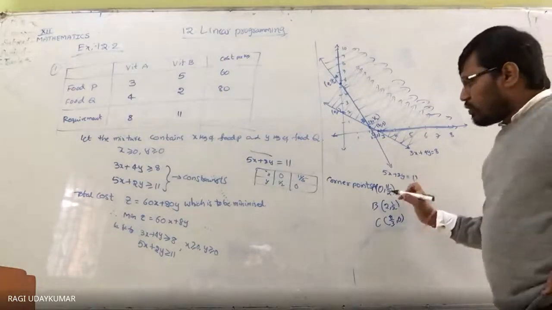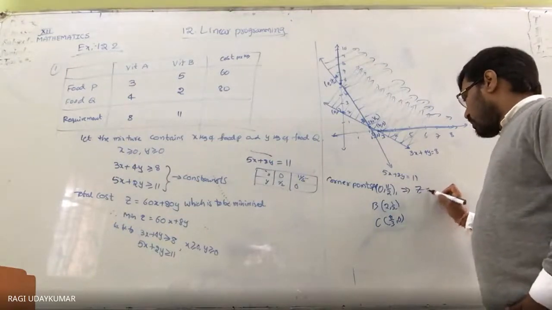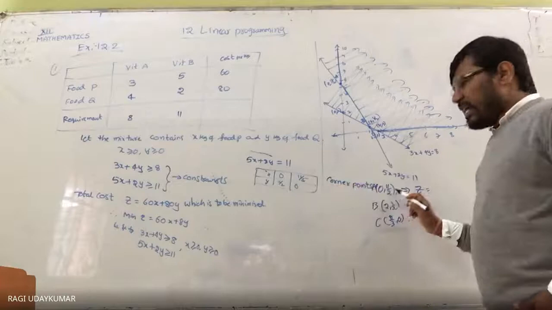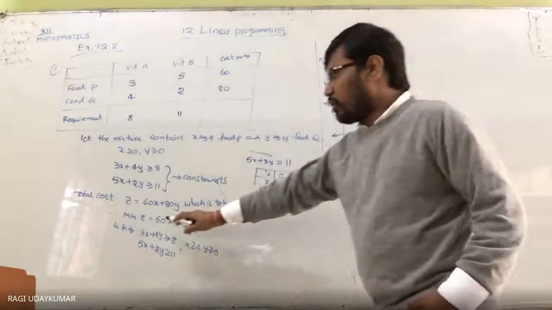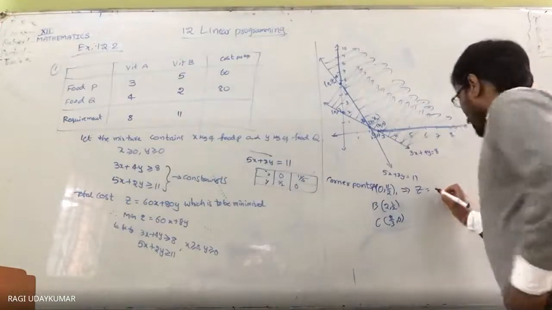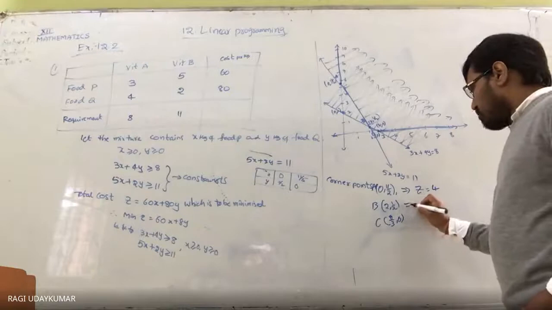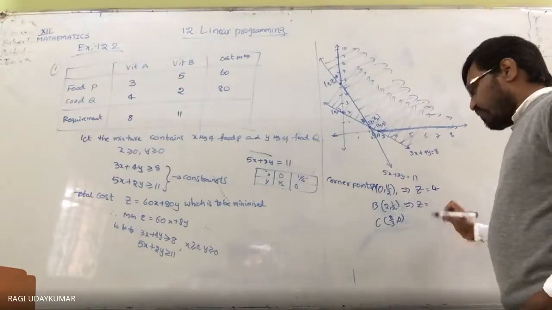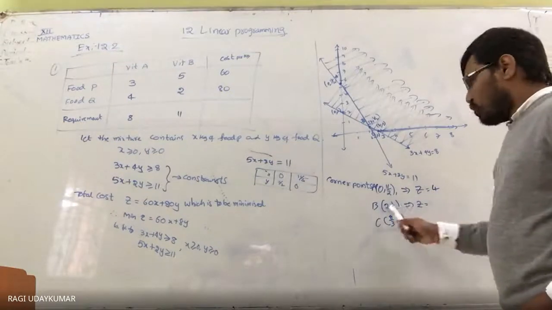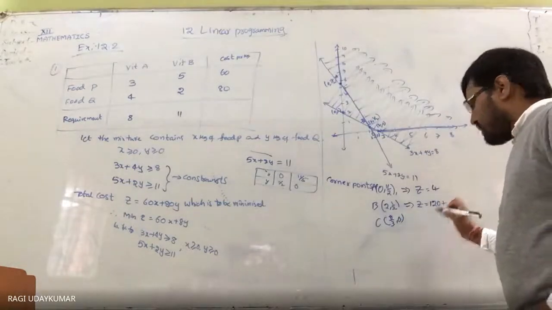So now we need to find the minimum value. Here you need to find the z value at every point. At this point, substitute 6 into 0, 8 into 1 by 2. So 8 into 1 by 2 means you get a z value of 4. So this implies z is equal to 2. 6 twos are 12, plus.